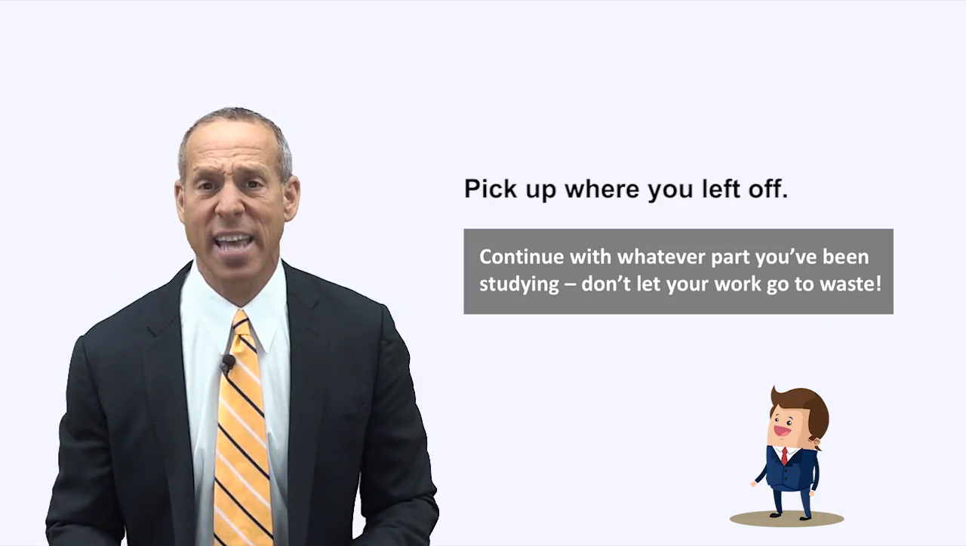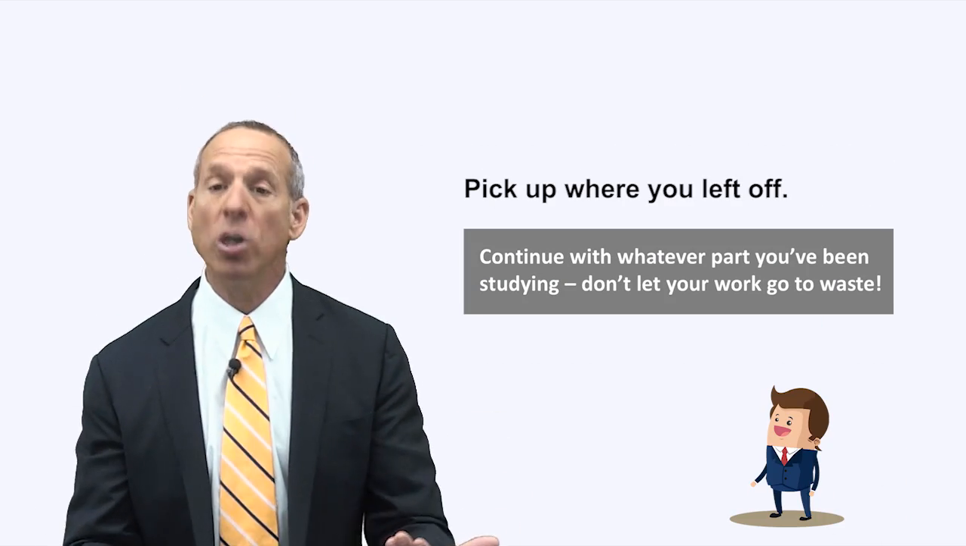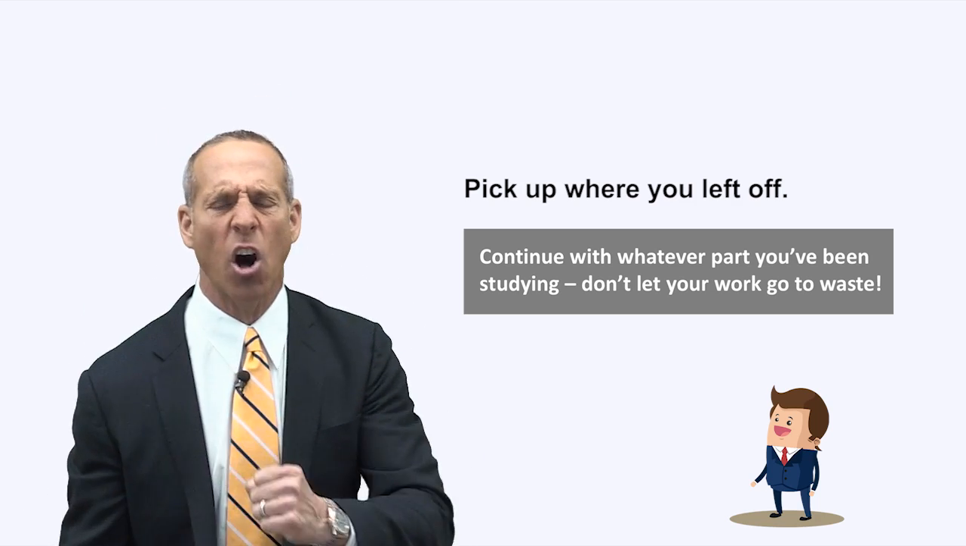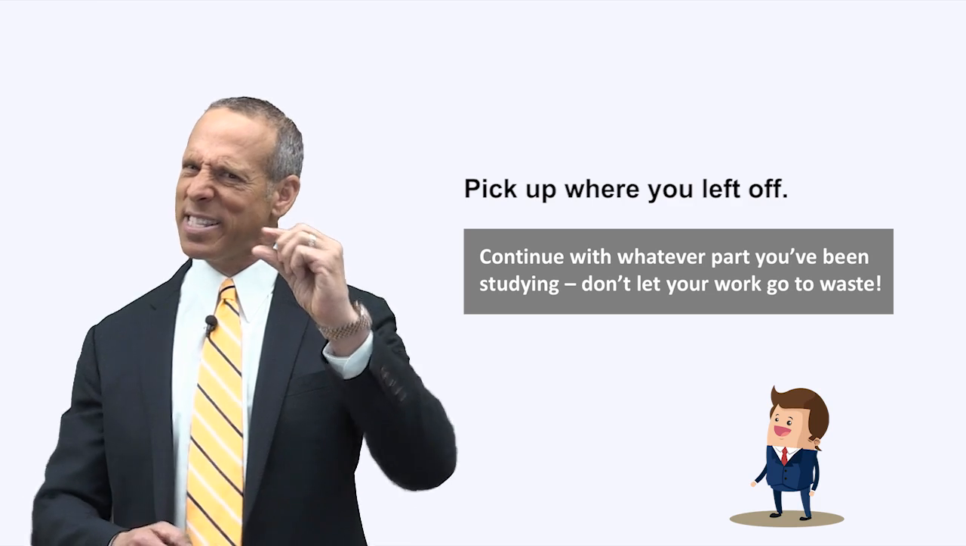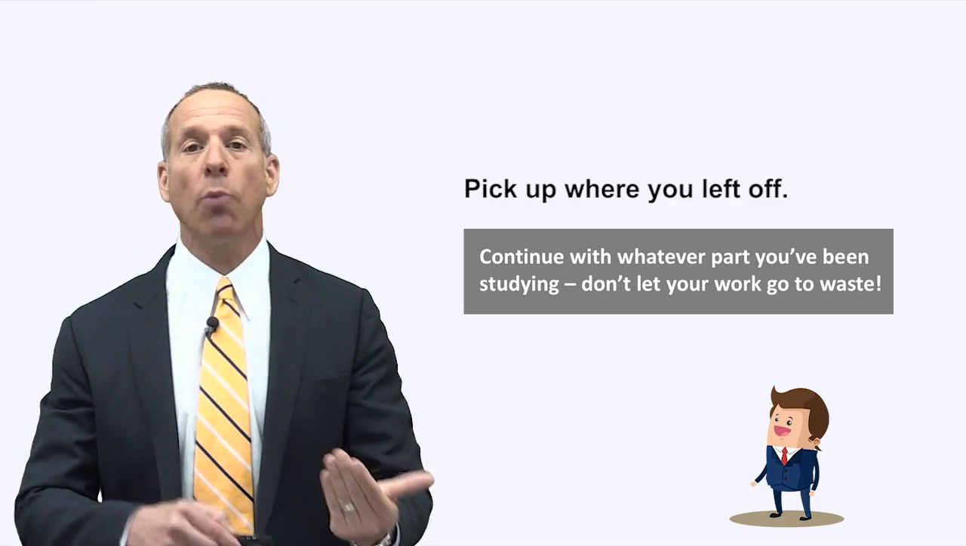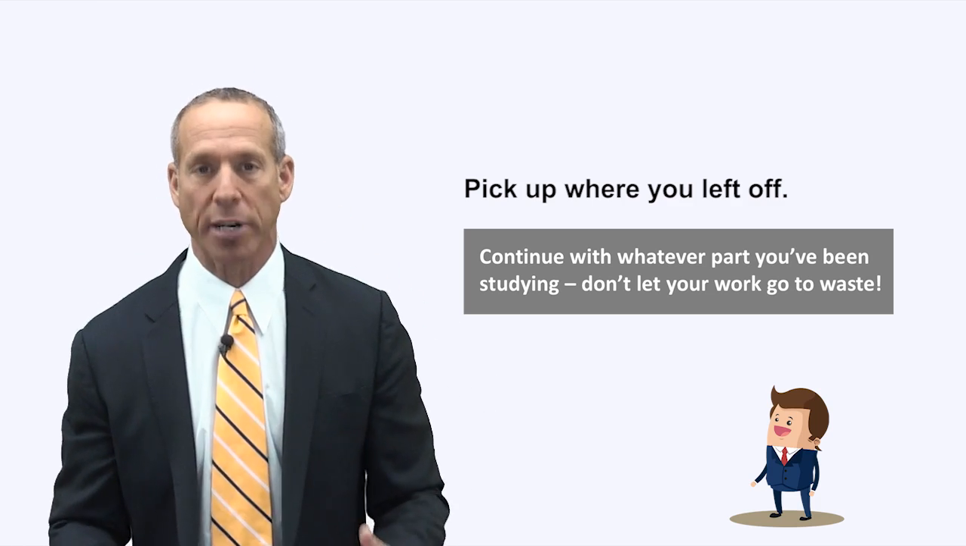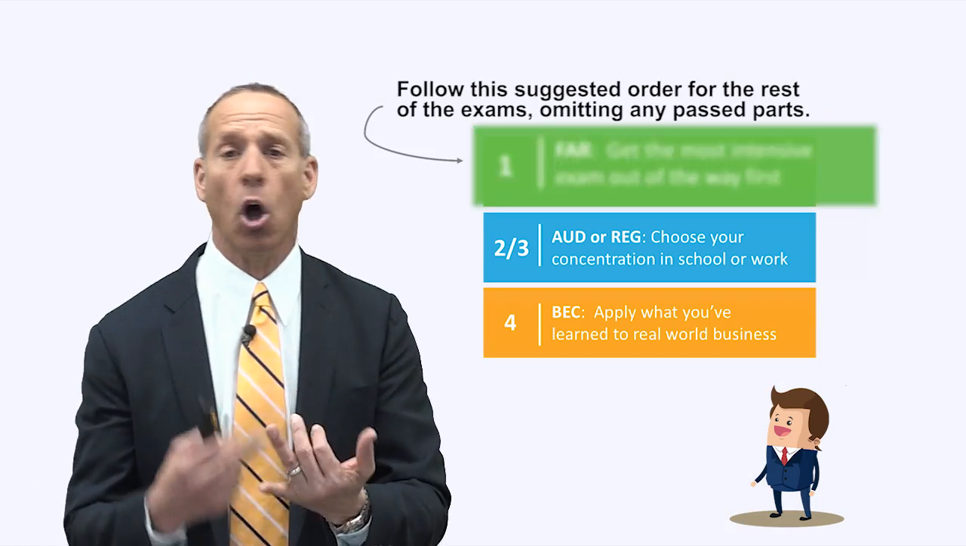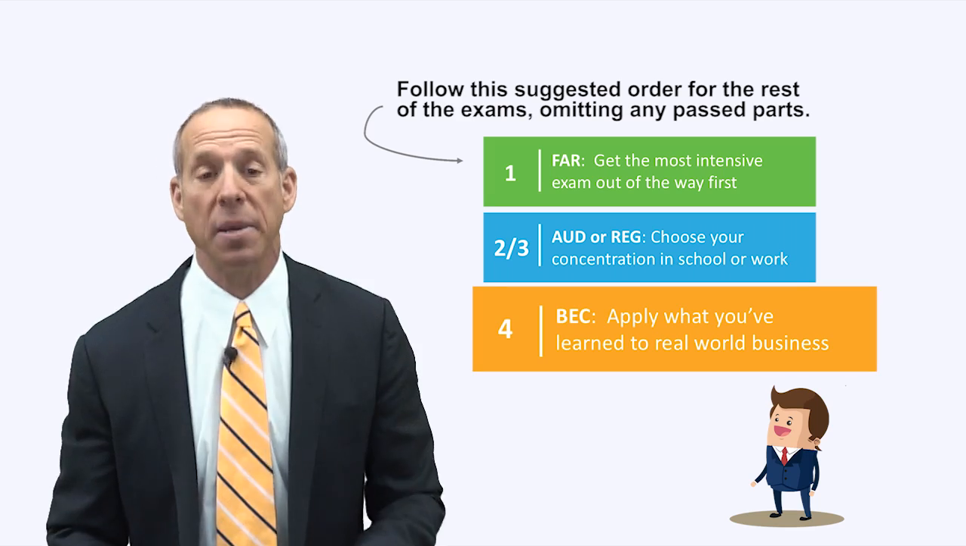Now, for a seasoned candidate, the strategy would be, which part am I already in process of? Let's say, for example, I took a part, darn, I got a 72, just missed it by that much. I would suggest jump back in and finish that part as well. So let's say you're starting with FAR, that's great. Same kind of thing, maybe go to Audit and Reg and then finish up with BEC.